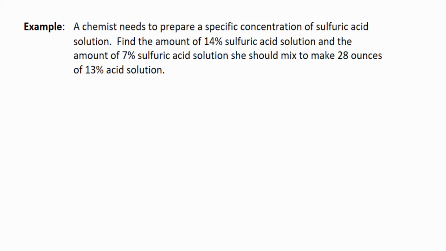Step one, though, we can name our unknowns to help us understand the problem. So look at the, well, I guess there's only 2 sentences. Look at the last sentence. Find the amount of 14% sulfuric acid and the amount of 7% sulfuric acid solution. That's our unknown, both of them, right?